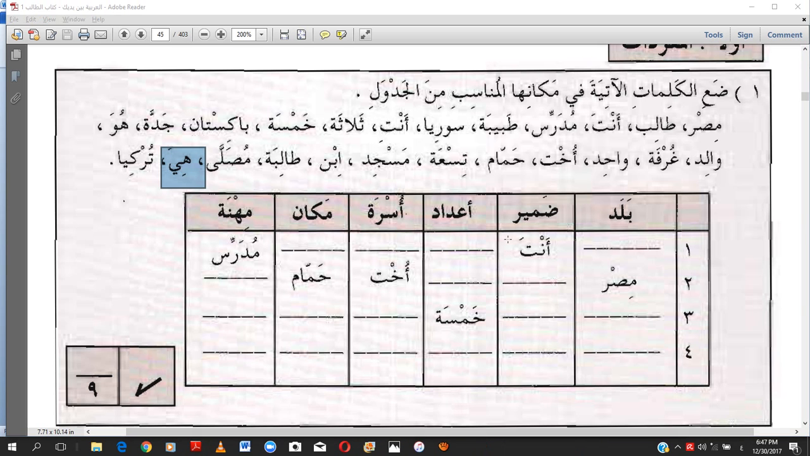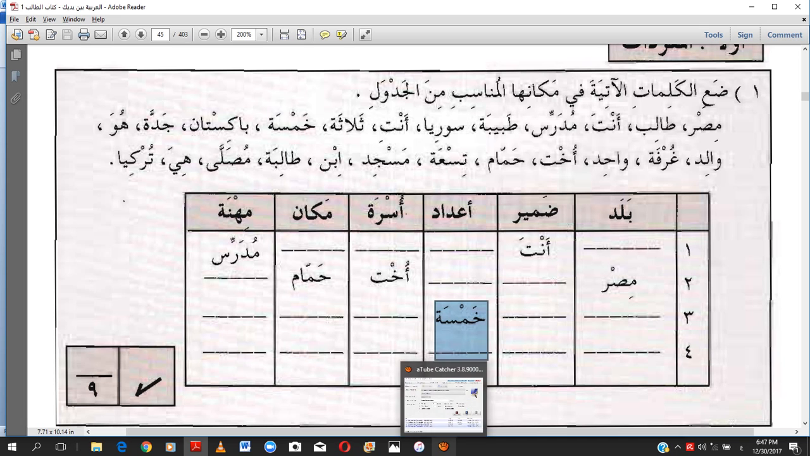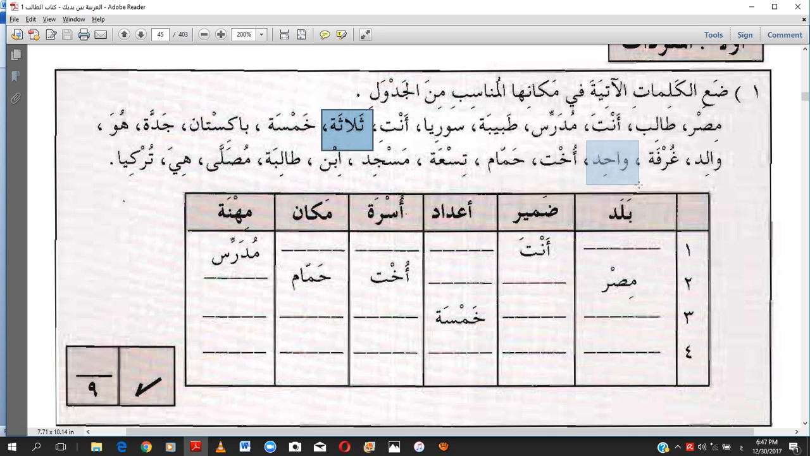Okay. The next one is the numbers, which are rather simple because this one only goes up to like 10. All right. So the first one they have in the box is خمسة. What does خمسة mean? What other numbers do we have here? We have ثلاثة, واحد, and تسعة. So واحد was 1, خمسة is 5, ثلاثة is 3, and تسعة is 9.